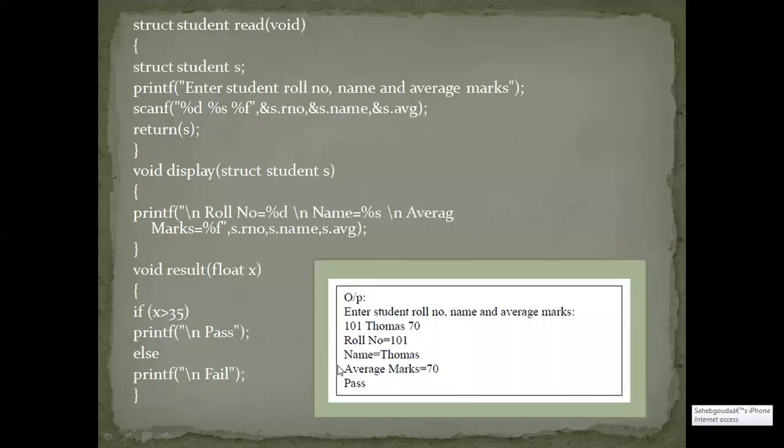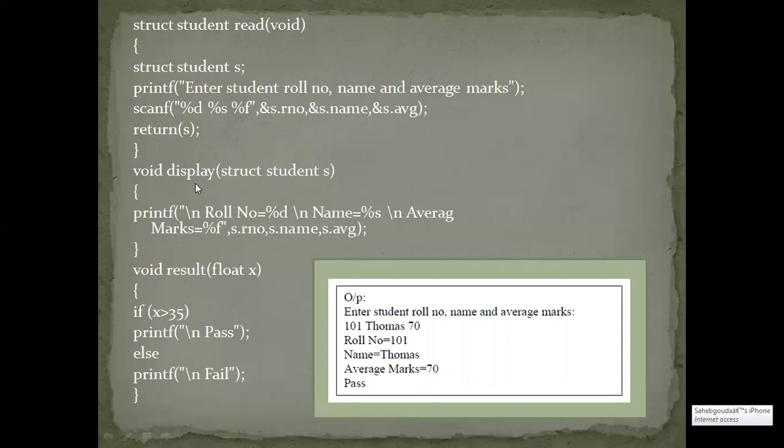So how do these three functions work, just look here. Read is one function, right? struct student read. What I'm going to do with the read function is read the student roll number, name and the average marks. So I'm going to read all the information about the student. Okay, finally I'm returning the value.